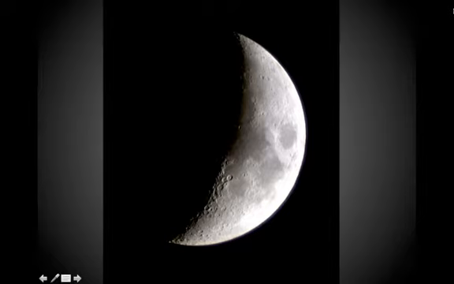Does anybody know which way south is in this picture? Which way is south? And how do you know? Interesting. Which way is south and how do you know? Oh, the questions.